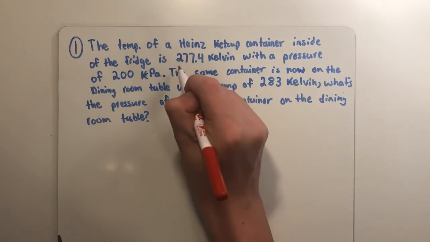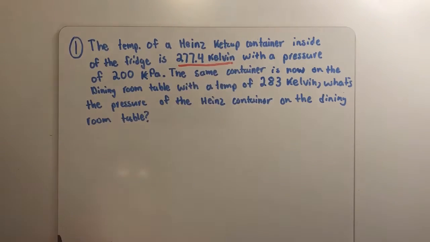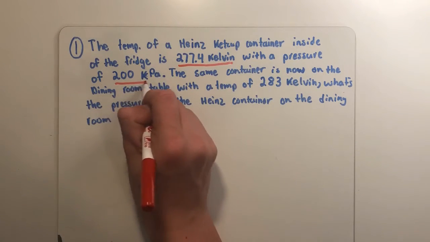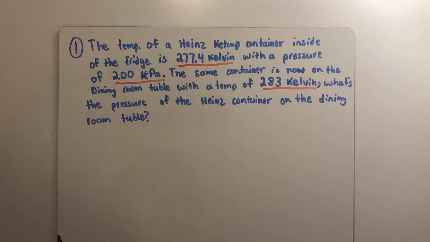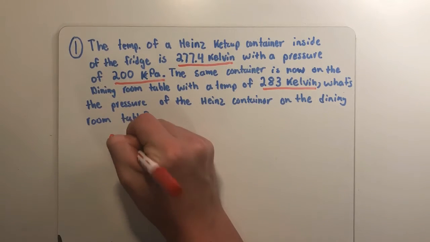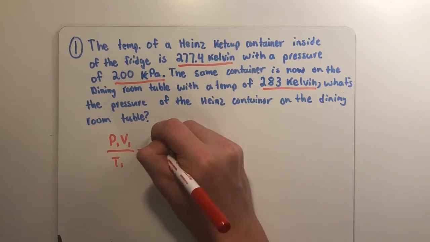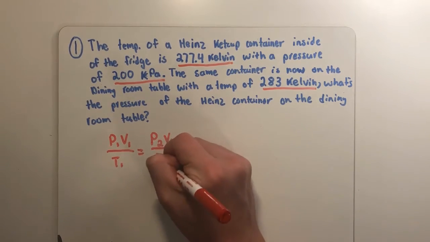The temp of a Heinz ketchup container inside of the fridge is 277.4 Kelvin with a pressure of 200 kilopascals. The same container is now on the dining room table with a temperature of 283 Kelvin. What's the pressure of the Heinz container on the dining room table? If you want to try these problems on your own, please pause the video so you don't get the answer from me walking you through the steps.